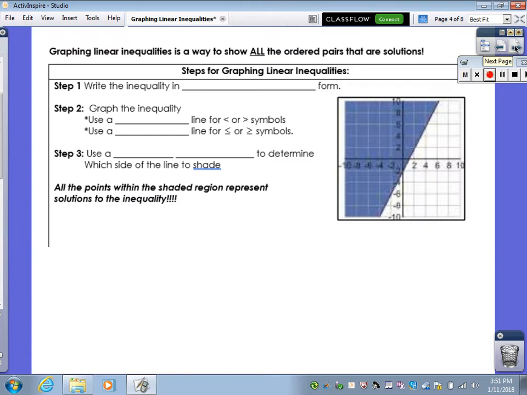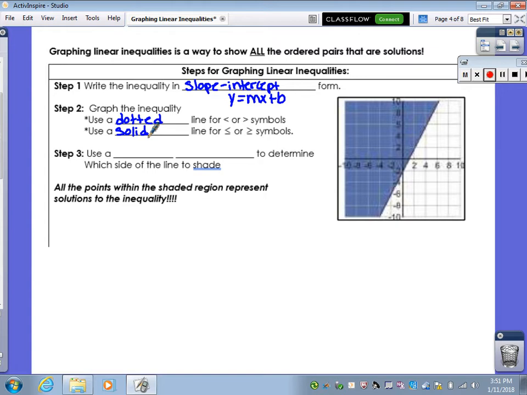Okay, so steps to graphing. The first thing you're going to do is write it into slope-intercept form, which hopefully you guys are already really strong at, right? That's our y equals mx plus b. But this time, instead of an equals, we'll have our inequality sign. Now we're going to use a dotted line if it's a less than or greater than, and I'll tell you why in a second. And you're going to use a solid line if it's an or equal to.